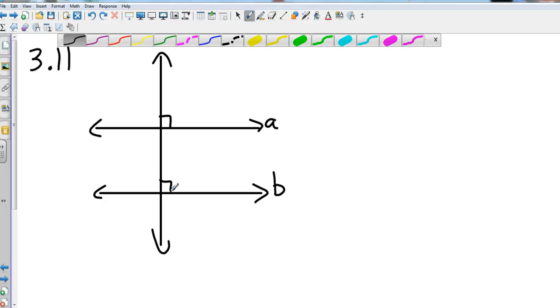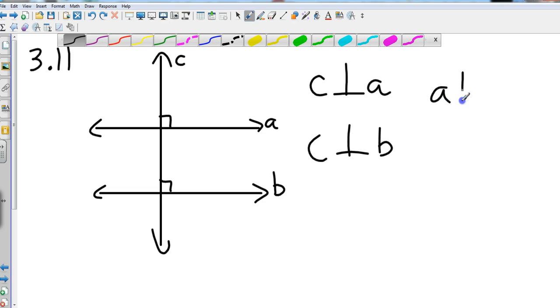Again, just to read that to you, in a plane, if a transversal is perpendicular to one of the two parallel lines, then it is perpendicular to the other line. So let's say I named that C. That would mean that C is perpendicular to A, and C is also perpendicular to B, but only because A is parallel to B in the first place.